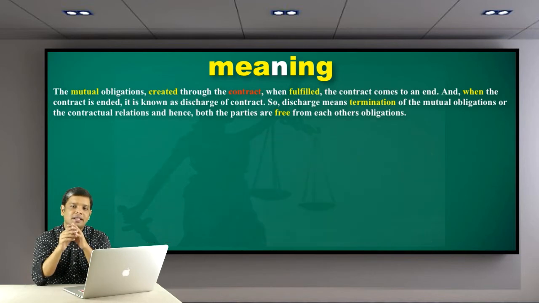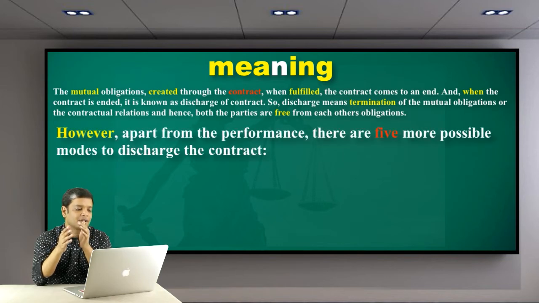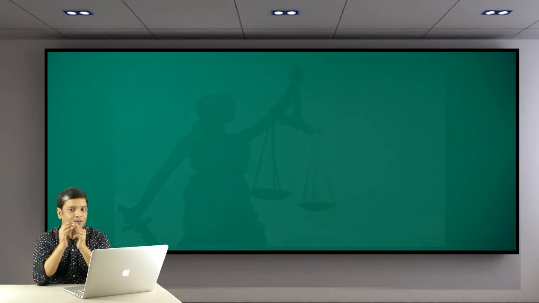Now the next point is saying that, however, apart from performance, that is one of the modes of discharge of contract, there are 5 more possible modes to discharge the contract. Those we have seen already in the key terms: by agreement or consent, by impossibility of performance, by lapse of time, by operation of law, and by breach of contract. In order to understand them, let's discuss each one of them separately. Let's start with performance.